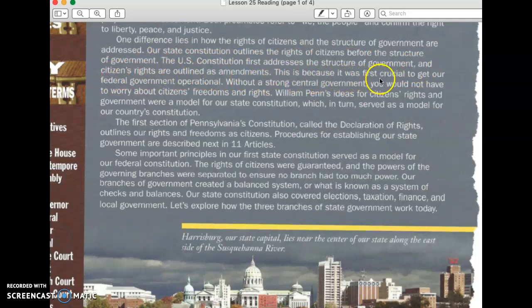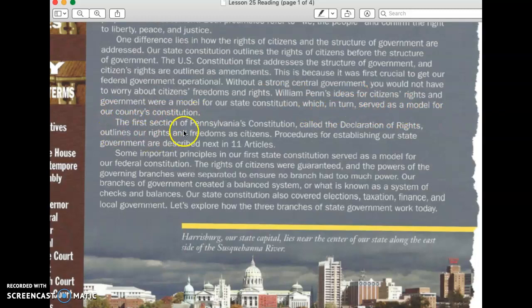This is because it was first crucial to get our federal government operational. Without a strong central government, you would not have to worry about citizens' freedoms and rights. William Penn's ideas for citizens' rights and government were a model for our state constitution, which, in turn, served as a model for our country's constitution.